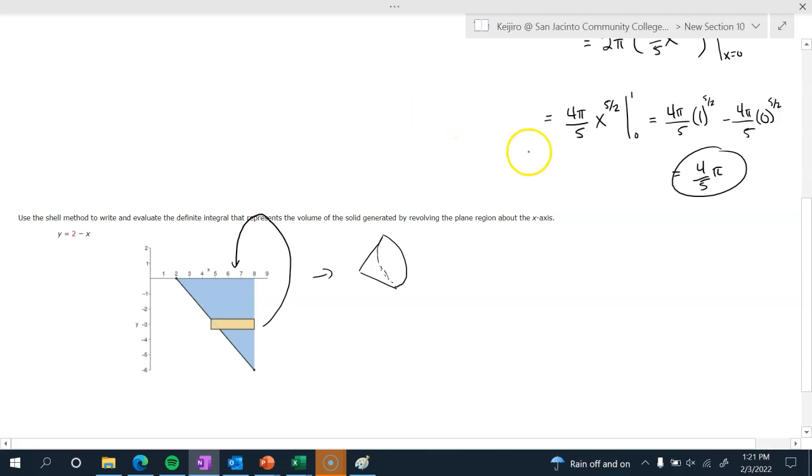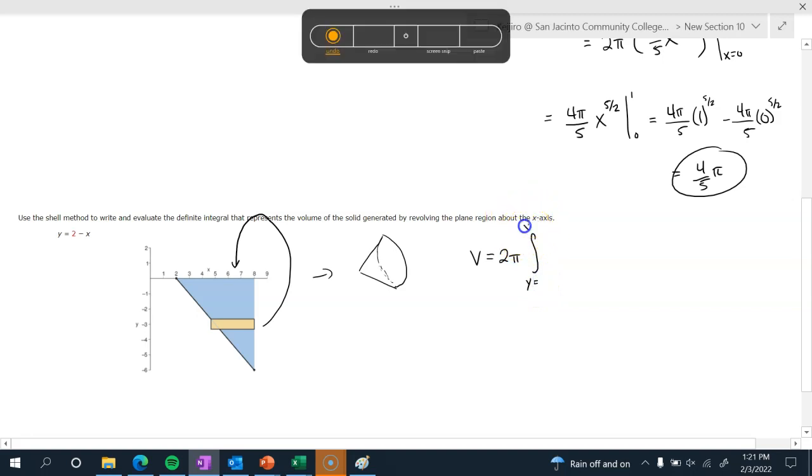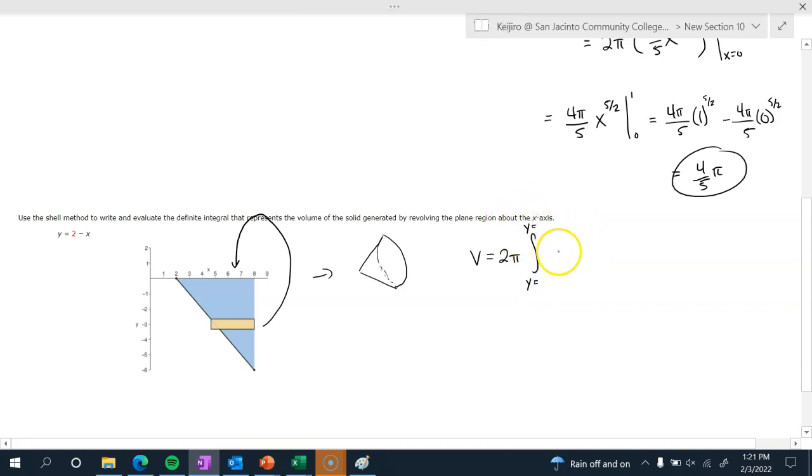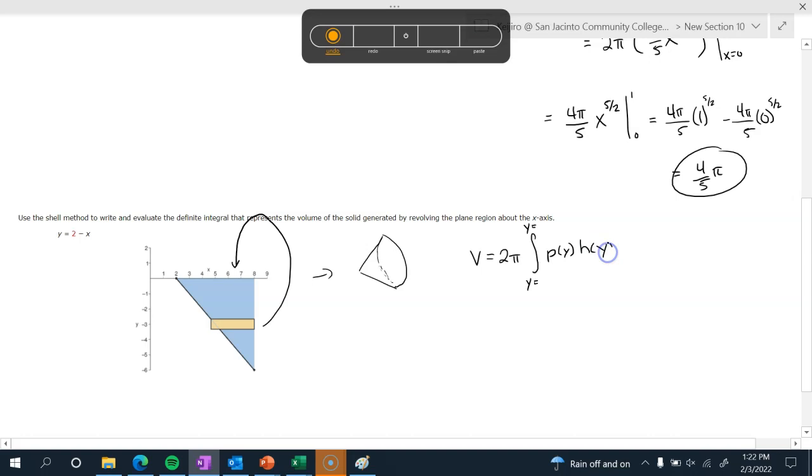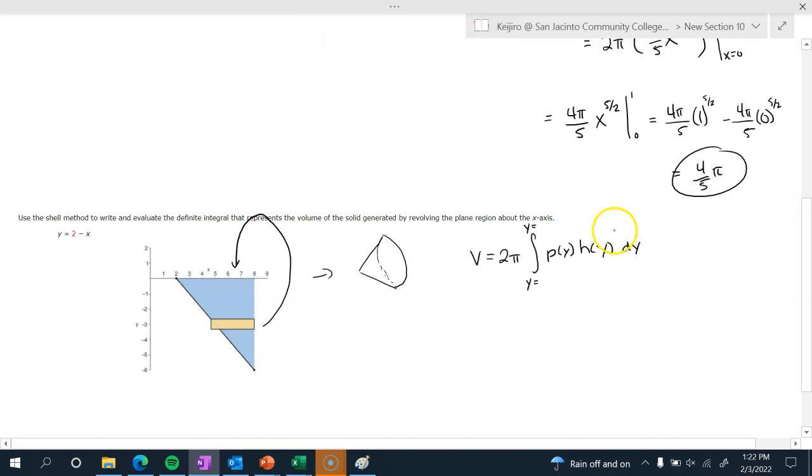So this is being done dy. So the volume is going to be represented by 2 pi times the integral from a y value to another y value. Oops, not y equals 0. We don't know what it is yet. Of p of y, the radius in terms of y, the height of the cylinder in terms of y dy. Okay.